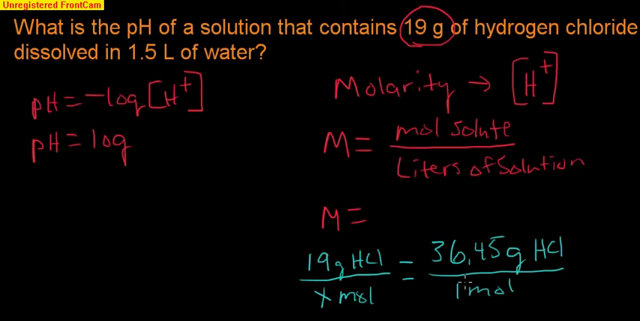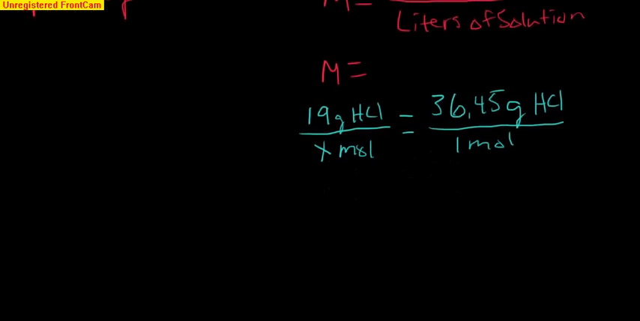So scrolling on down, to solve this, all that we need to do is cross multiply and divide. So after I cross multiply and divide, and I solve for x, I'm going to find that x is going to equal 0.521 moles. So I've got 0.521 moles of hydrogen chloride. I've just rounded to 3 decimal places here.